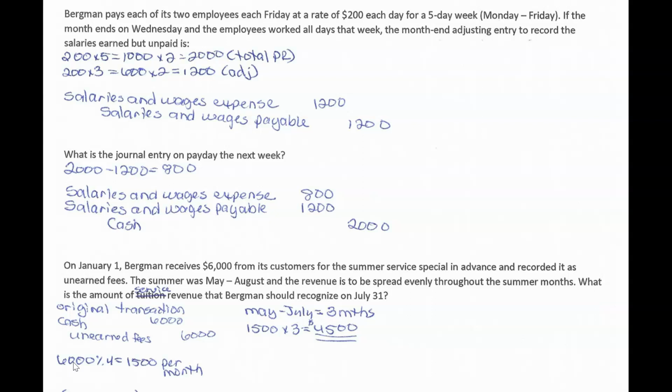Okay, so the summer special is May, June, July, and August. May has happened, June has happened, and now July has happened. 3 of the 4 months. If you take the $6,000 and you divide it by the 4 months, then you should recognize $1,500 per month. You're recognizing the first 3 months, May through July. Take the $1,500 times the 3, that's $4,500. We need to recognize $4,500 of that unearned revenue that is now earned.